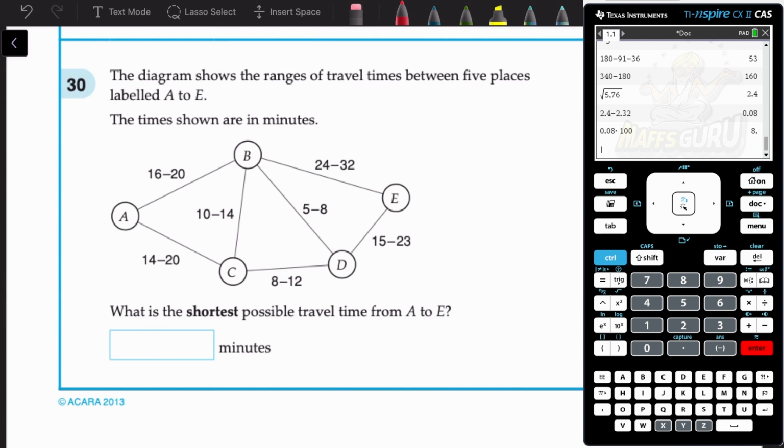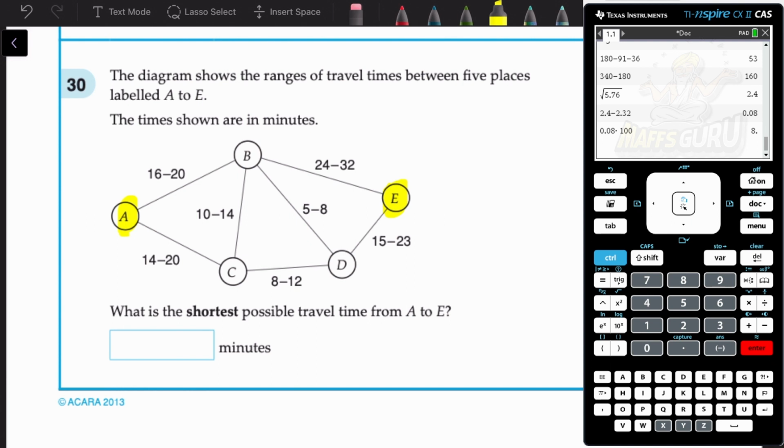The diagram shows the range of travel times between five places labeled A to E. The times are shown in minutes. What is the shortest possible travel time from A to E? All right, so first things first, I'm going to show you. This isn't a particularly nice question.